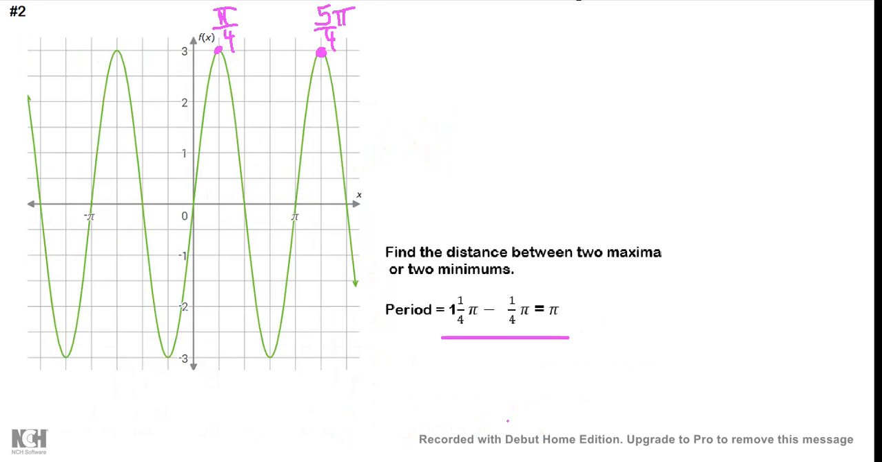Here's another quick example where they're asking you to find the period. Again, you want to notice how many units the pi is broken up into, and just pinpoint any two maxima or any two minima, decide what their values are, and then just subtract them. This one is at 5/4 pi, and to find the difference, take away 1/4 pi, and that leaves us right here with pi again.